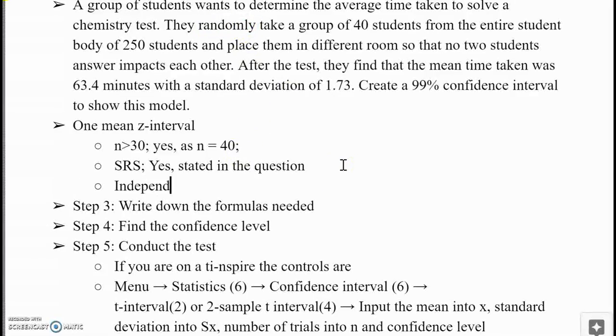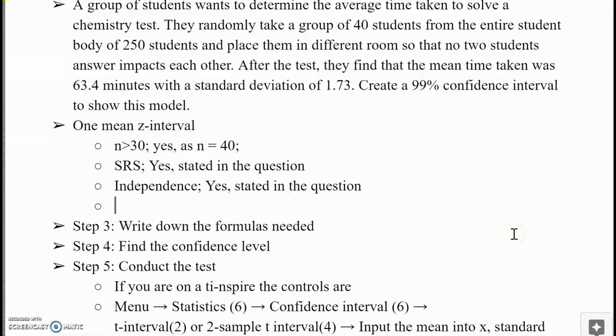The next one, independence. Are they independent from one another? They placed them in different rooms so that no two students' answers impact each other. I'm going to conclude yes, stated in the question again. Most of the time these are stated in the question. And the last one is that n is less than 10% of population. For this one, you have to show your calculation. 10% of 250 is 25. n is greater than 25. Yes, 40 is greater than 25.